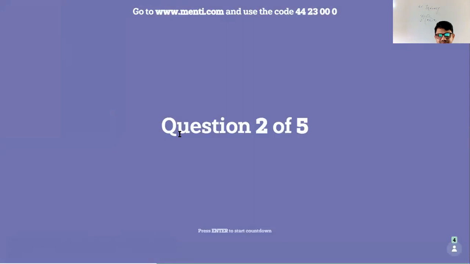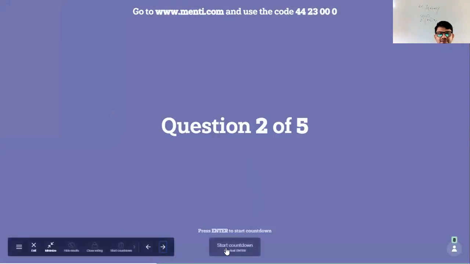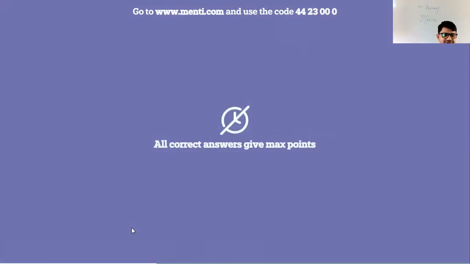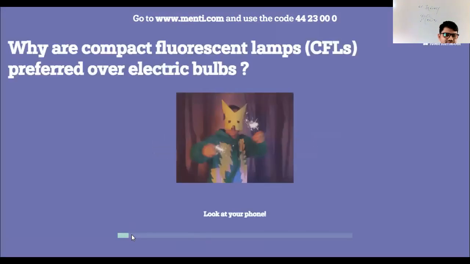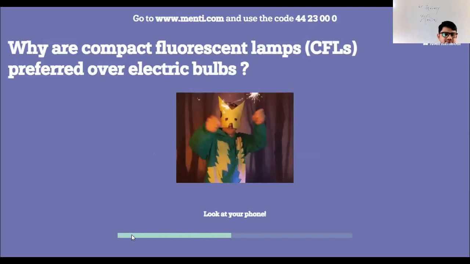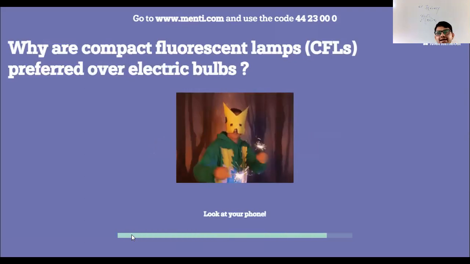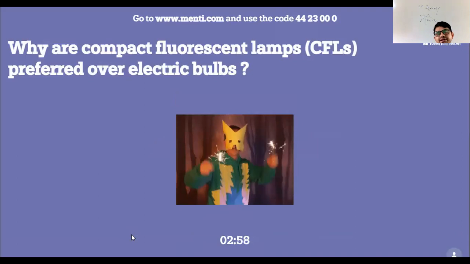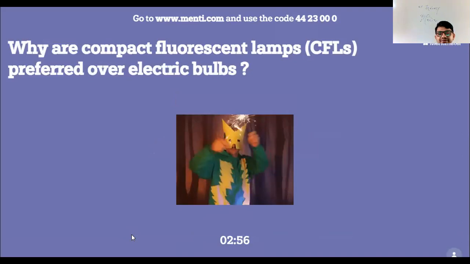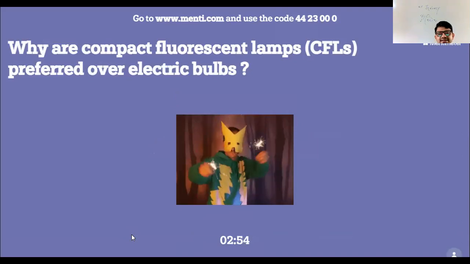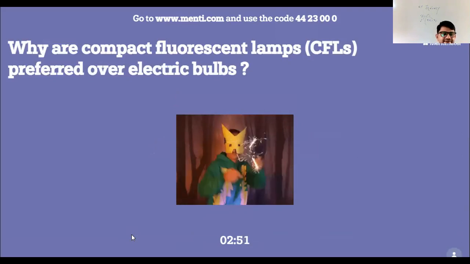Question number 2. This question will be of points. If you solve this question, you will get points. So here is the question. Why are CFL preferred over electric bulbs? Why do we use more CFL instead of electric bulbs? Total time of 3 minutes you are having.